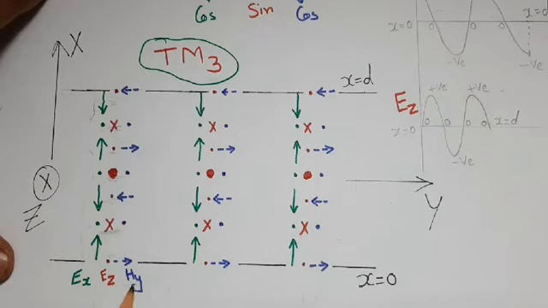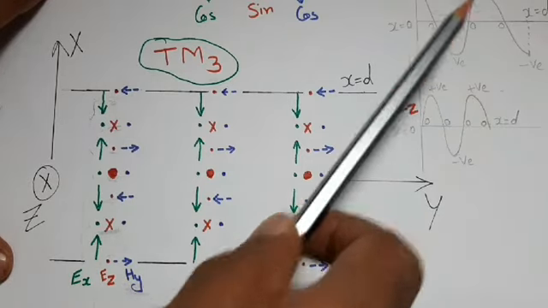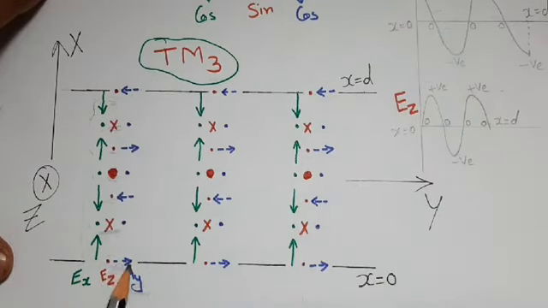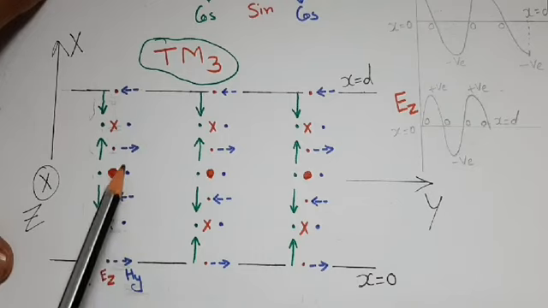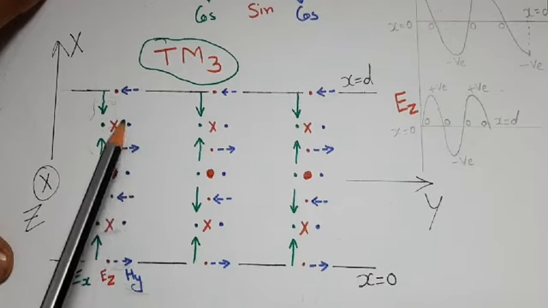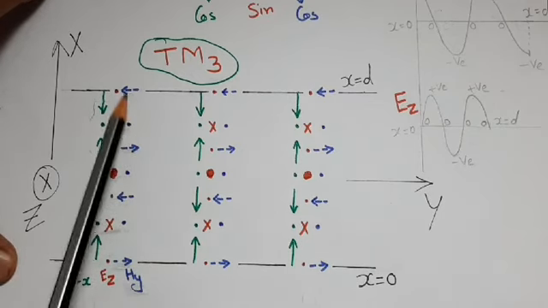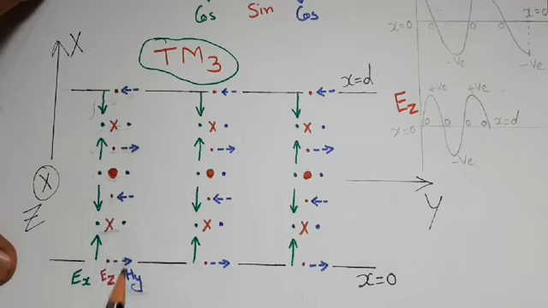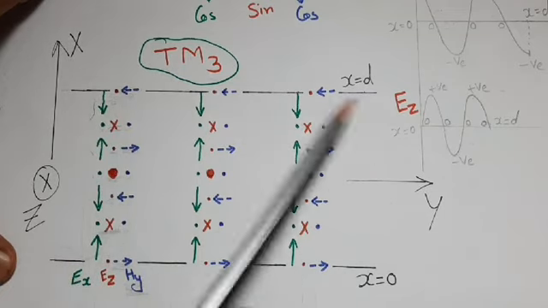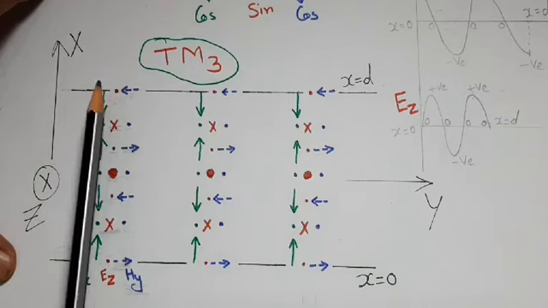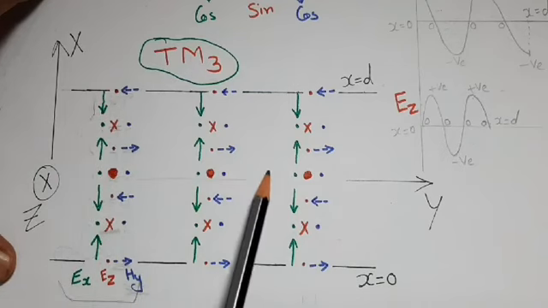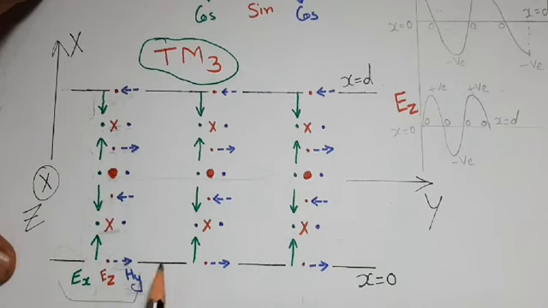Similarly Hy, which has cosine variation, so at x is equal to 0 it is positive max, then 0, then negative max, then 0, then positive max, then 0, then negative max. So Hy also has completed 1.5 cycle in x direction from x is equal to 0 to x is equal to d. And this group of 3 fields will remain constant in y direction. So this pattern will repeat itself again and again in y direction. Here also we are not showing the z direction variation, which would be sinusoidally varying.